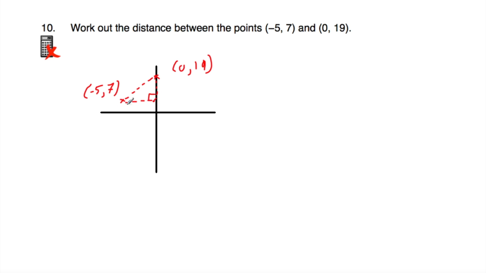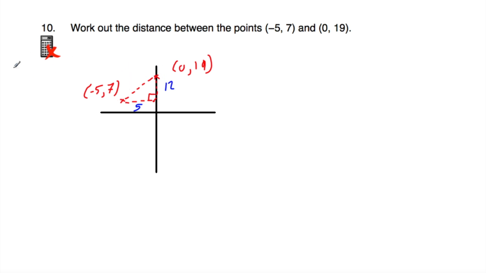So in terms of this shorter side here, we're going from -5 across to 0 across, so that's going to be 5 across there. And then in terms of the height, this has got a height of 7, and this has got a height of 19, so the rise would be 12, so the length of that side is 12. So we've got 5 and 12, and now we need to work out the length of the hypotenuse.